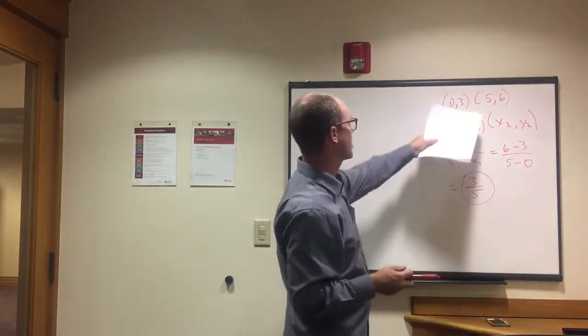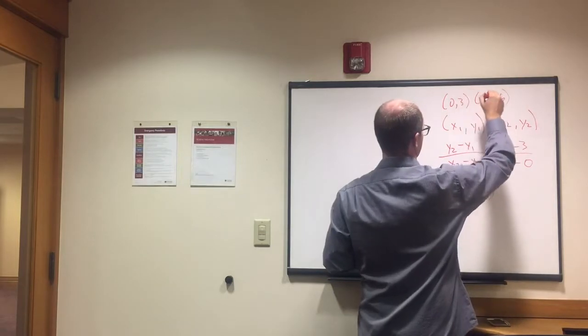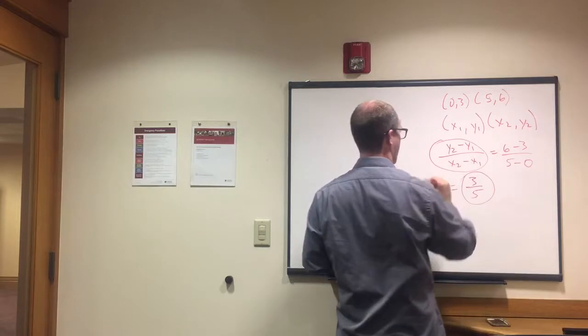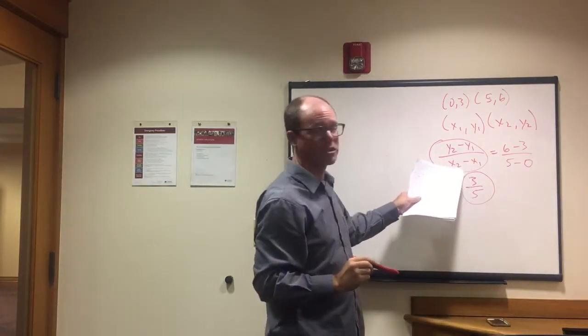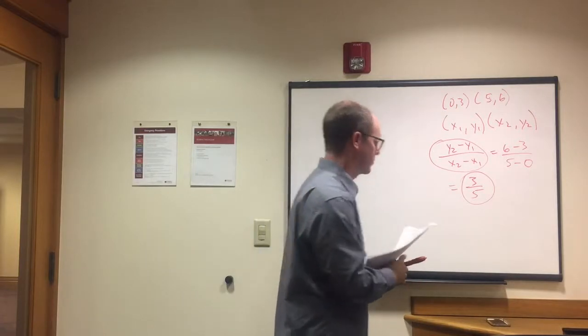So reviewing, when you see these 2 sets, you're subtracting this one minus this one, over this one minus this one. Again, this little formula, y2 minus y1 divided by x2 minus x1 is just one you have to know.